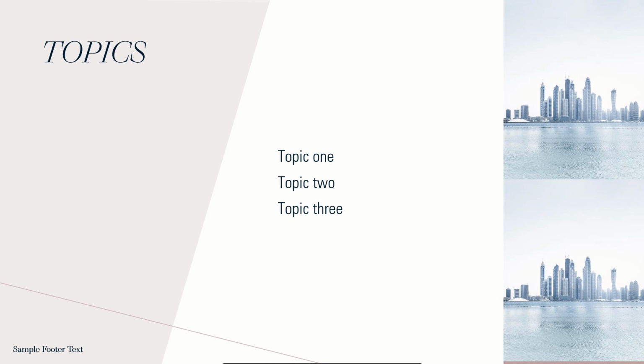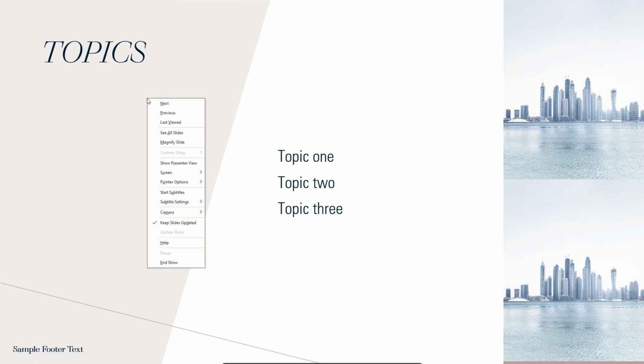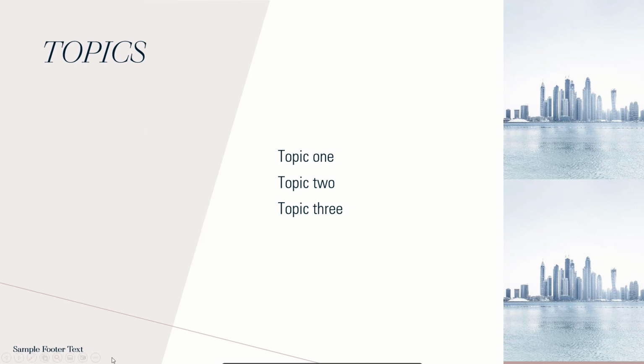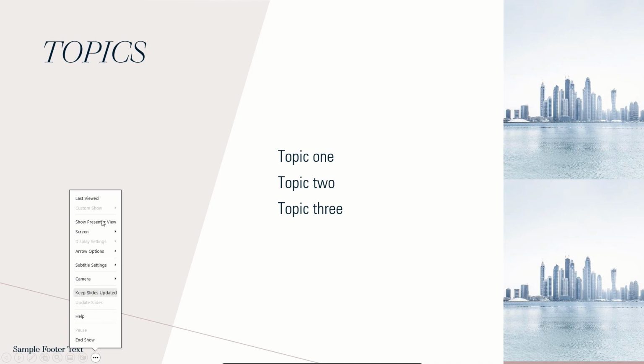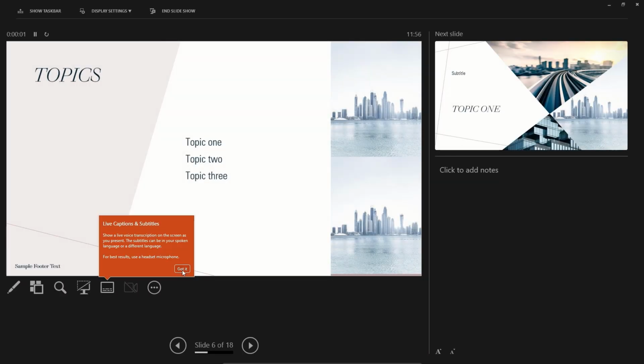You can also start presenter view. This is by default on your laptop screen if you have a monitor attached. And if you right click on any slide, you can see show presenter view. And you can also get this from the 3-dot menu in the bottom left. So if you click show presenter view, you get a slightly different view of your presentation.